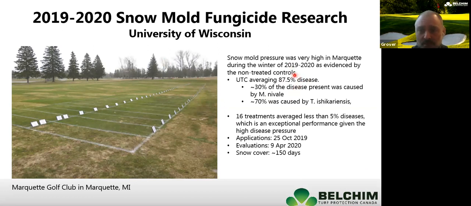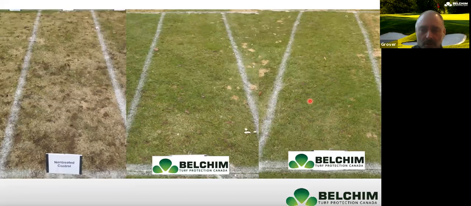Here he had 87.5% disease in his untreated. 30% of that disease was pink snow mold, and 70% was gray snow mold. And there were over 80 treatments in his trial. In his report, he noted that 16 treatments averaged less than 5% disease, which is an exceptional performance given the high disease pressure. So there's about 150 days of snow cover. So very happy to report on our snow mold solutions.